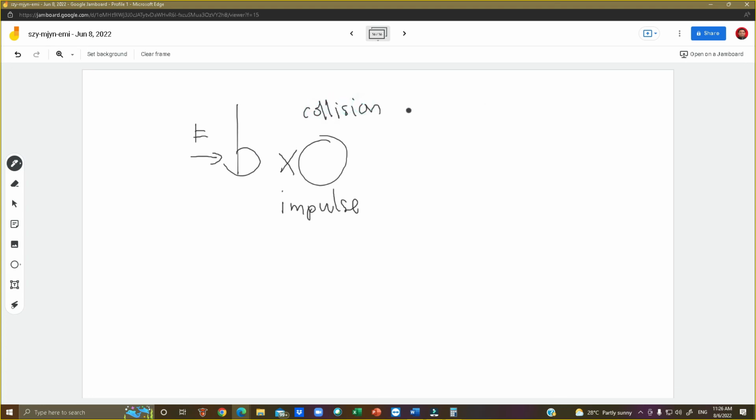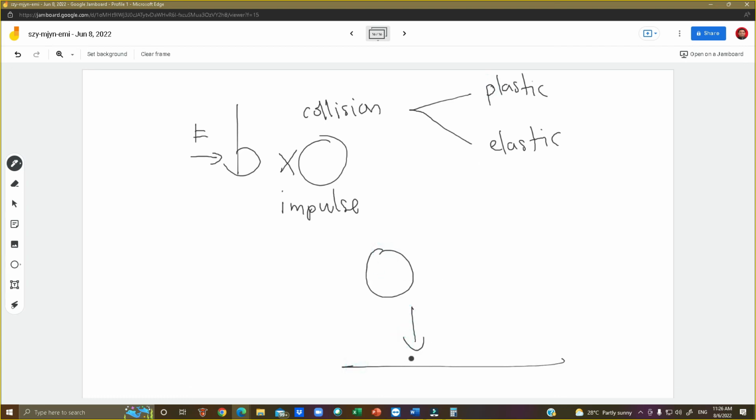So, in collision, there are only two categories. One known as plastic, one known as elastic collision. Okay, pelanggaran. What is plastic collision? You have something, you drop on the floor, and when it hits the floor, collision occurs, the thing changes in shape. It does not bounce back. It does not have any more kinetic energy, and the amount of force inside the system dissipates.